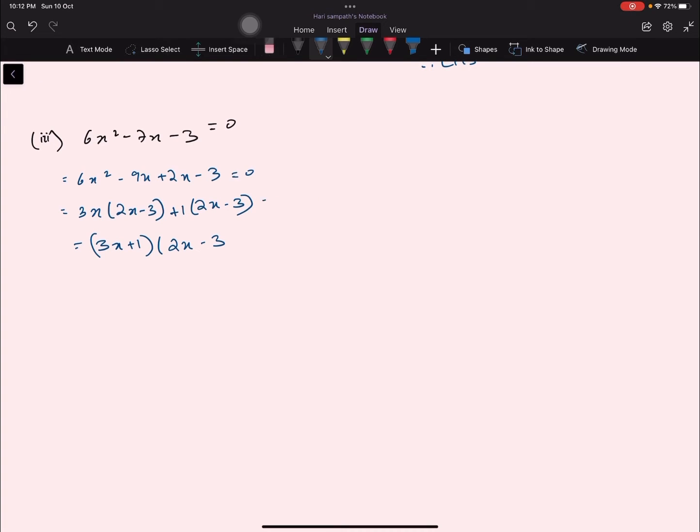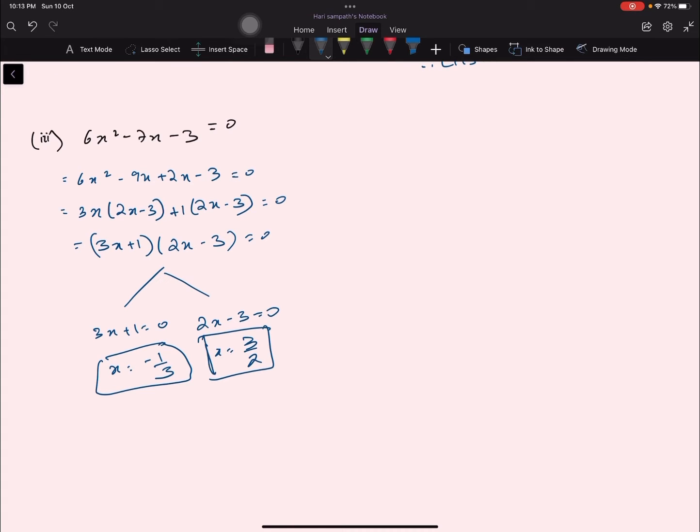We are going to need that space for verification also. So 3x plus 1 equals 0, 2x minus 3 equals 0, x is equal to 3 by 2 and x is equal to minus 1 by 3. So let's verify it now.